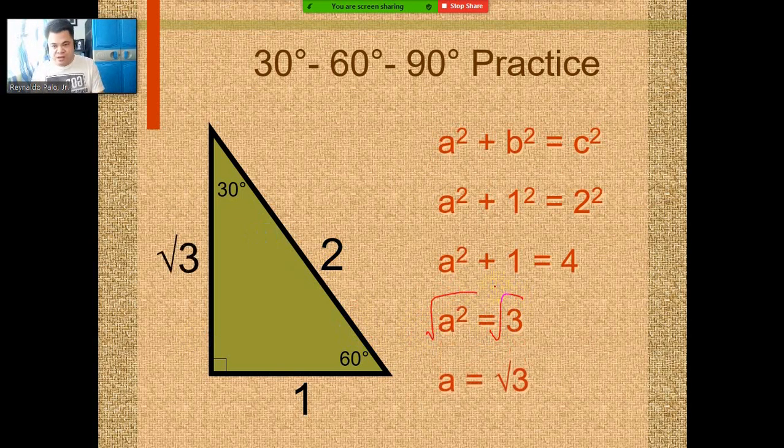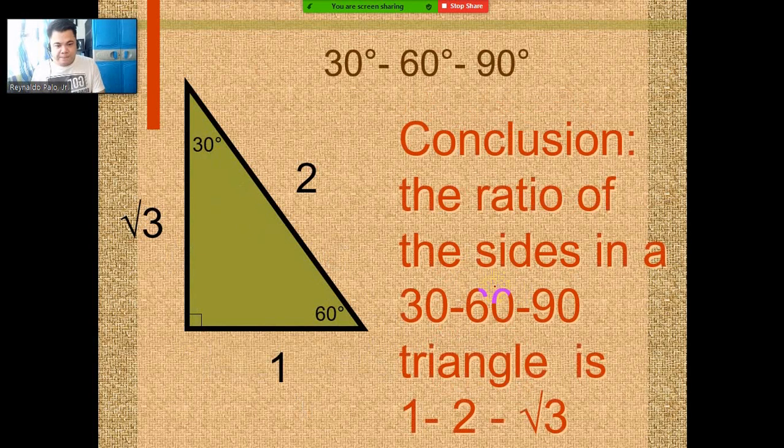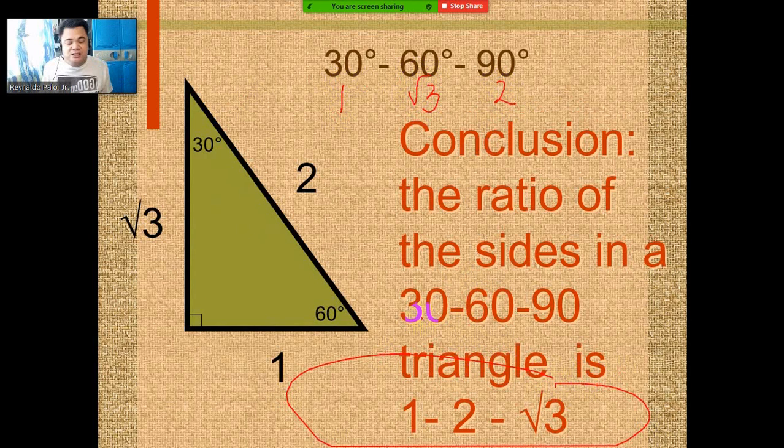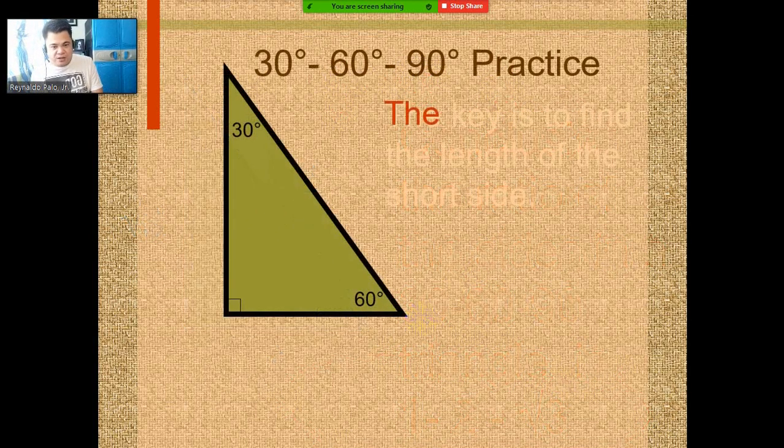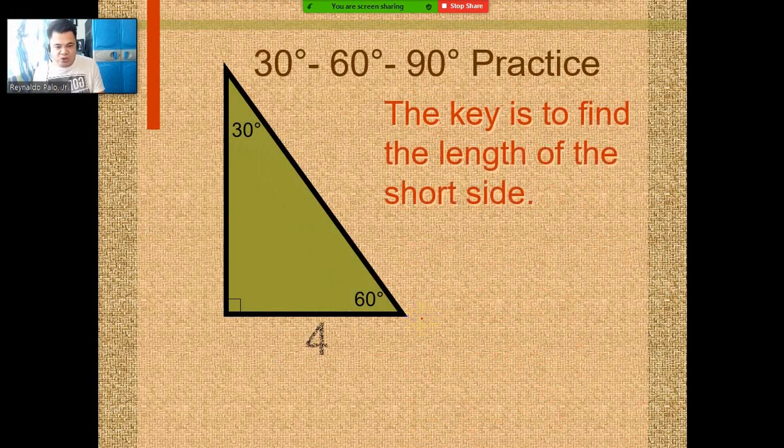That's it. The ratio now will be 1 to square root of 3. So opposite the 30 degree angle is 1, opposite the 60 degree angle is square root of 3, and opposite the 90 degree angle is 2. So the ratio that you're going to remember now is 1 to square root of 3. A while back in the 45, 45, 90 triangle, what was it? 1 to square root of 2. That's it. Alright, so the key is to find the length of the short side.